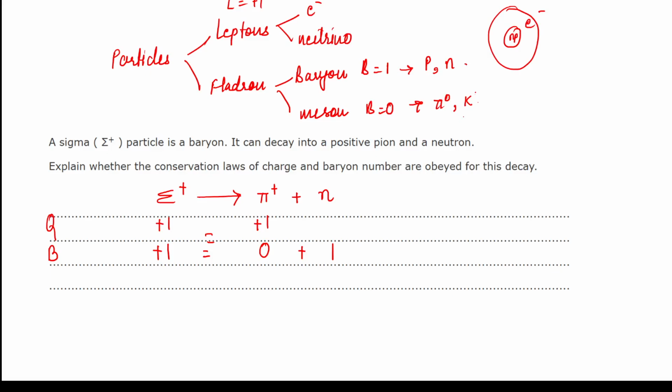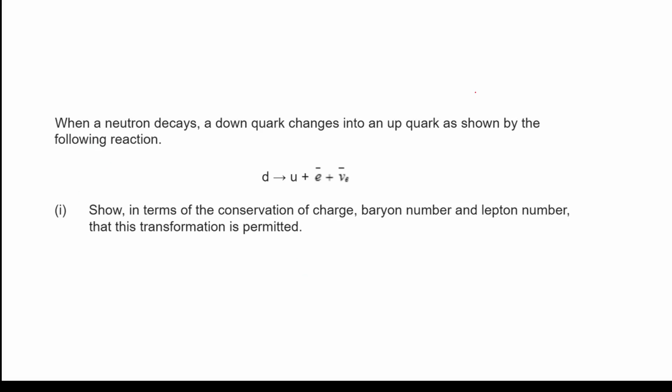Oops. Okay, every time I try to put these numbers, this is the diagram I try to remember in my head, and then I solve it. Okay, let's try this one. When a neutron decays, a down quark changes to an up quark. So this equation is already given. Down changes to an up, and an electron is emitted and an anti-neutrino is emitted. Conservation of charge, baryon number, lepton number, this transformation is permitted.